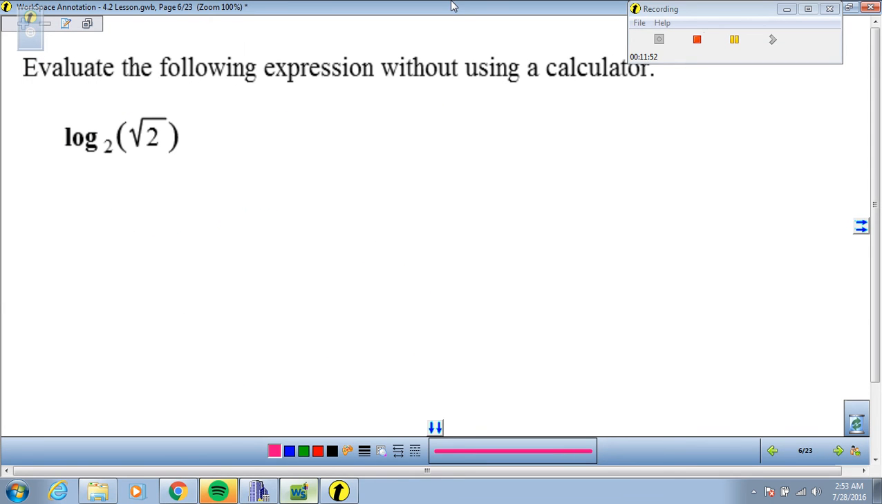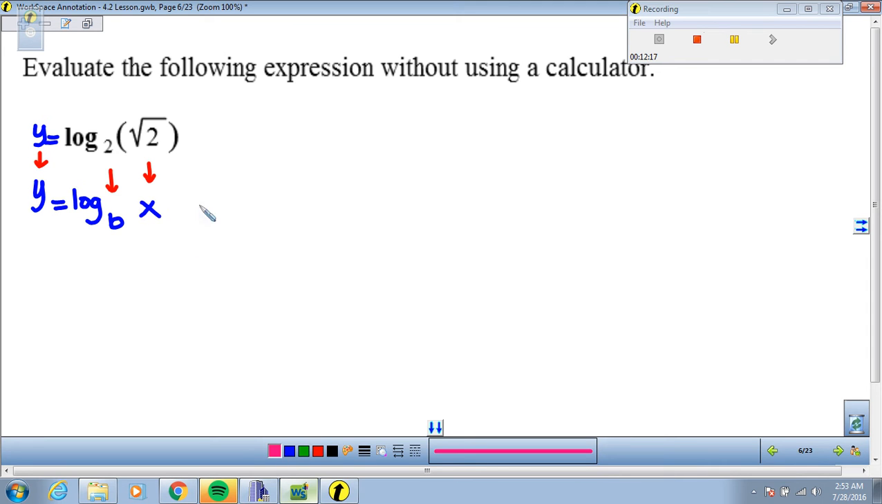Let's look at the next one. Evaluate the following expression without using a calculator. Let's do the same thing. Let's put a y here. So we say, okay, this is y equals log base b of x. So y is y. The 2 is going to be the b, and square root of 2 is going to be the x.